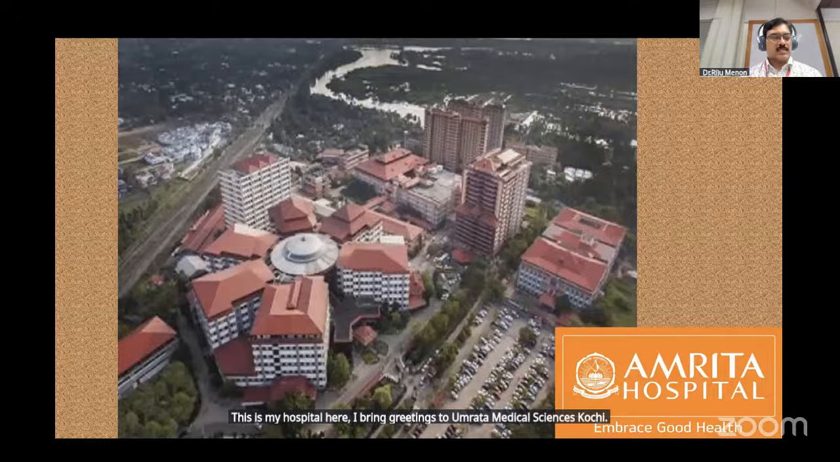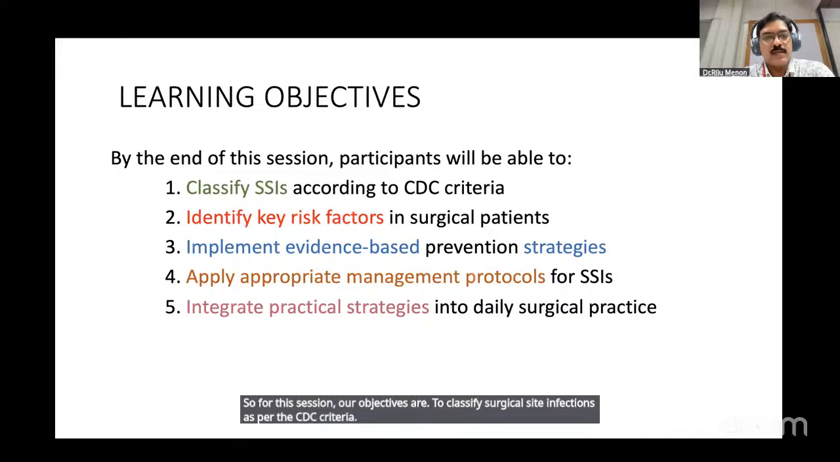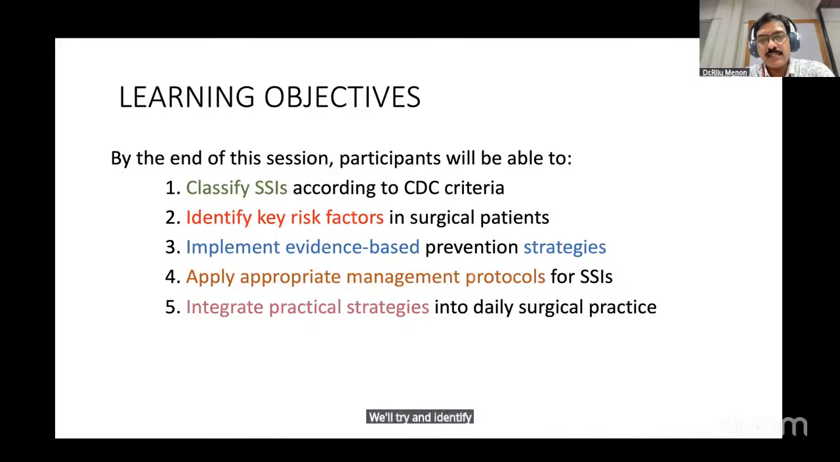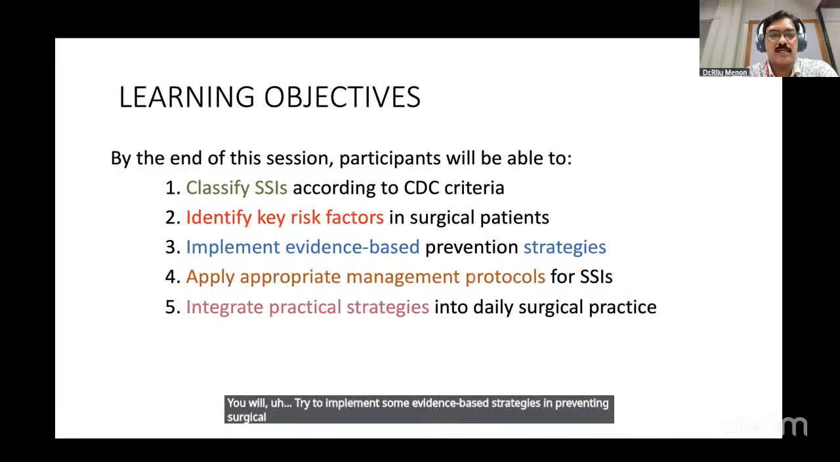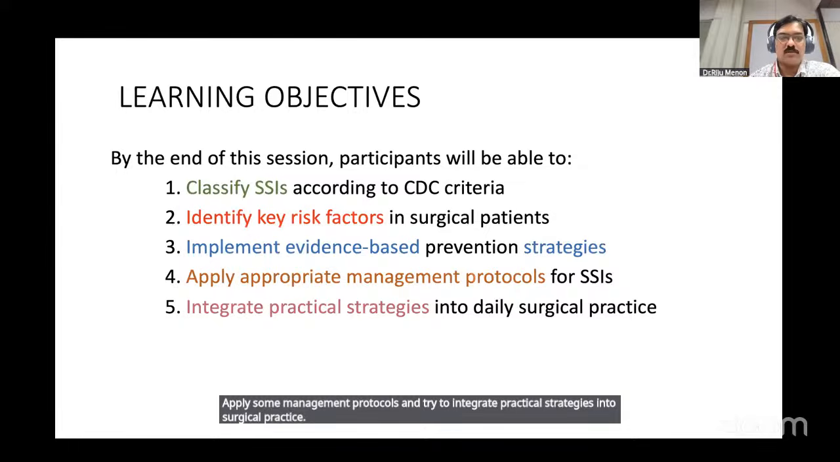So for this session, our objectives are to classify surgical site infections as per the CDC criteria. We'll try and identify risk factors in surgical patients. We'll try to implement some evidence-based strategies in preventing surgical site infections, apply some management protocols, and try to integrate practical strategies into surgical practice. So these will be our learning objectives for the day.